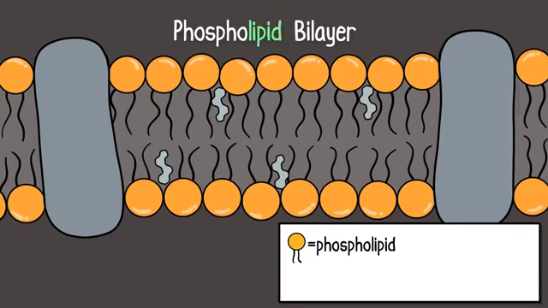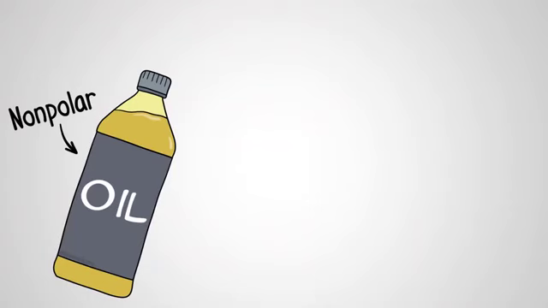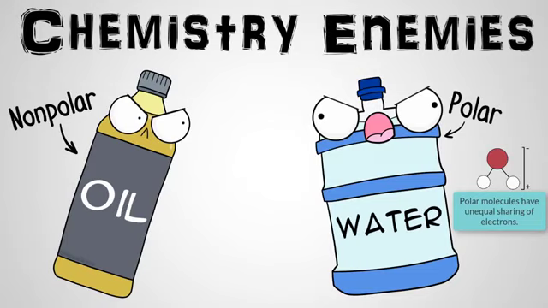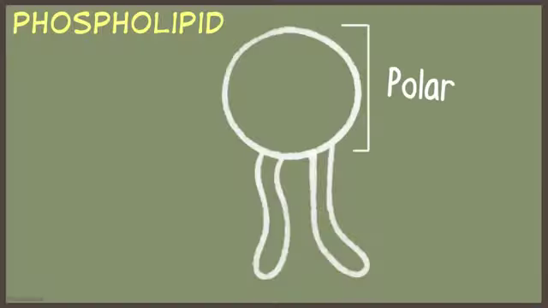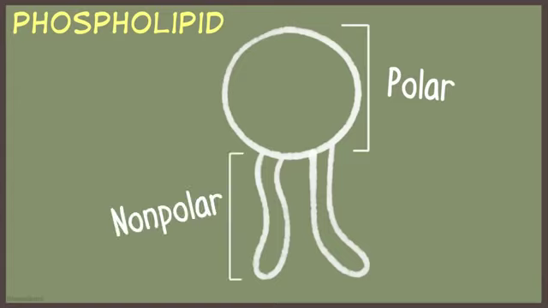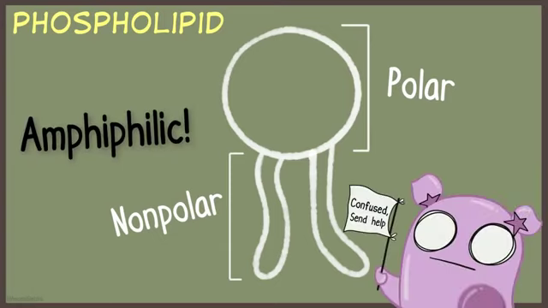A phospholipid is a lipid, but an interesting one. So when you talk about a lipid in general, many lipids are nonpolar. Think of oil, for example. It's nonpolar. It won't dissolve in water. Water is polar. But a phospholipid is interesting because one part of it is polar, the head, and the other part of it is nonpolar, the tail. It's amphiphilic. Let's explain what we mean.